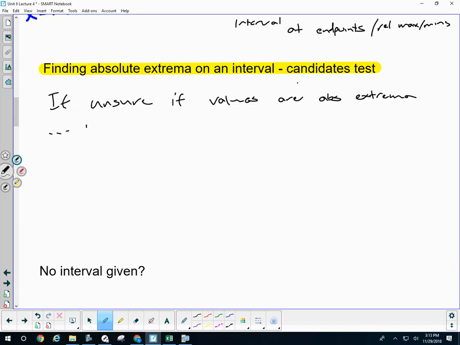Plug it in. And just compare their, I don't want to say y, because we're not going to just talk about functions. We could talk about max derivatives. We could talk about max positions, minimum positions, max velocities. But compare their values.